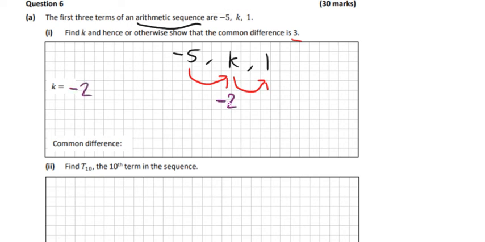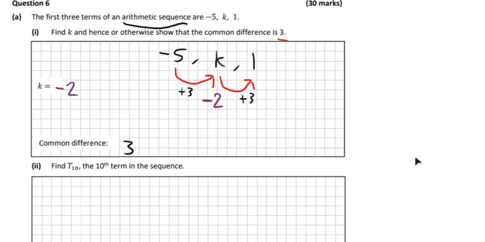So that's the answer. And think about what they're jumping. -5 to -2 they're jumping 3, and from -2 to 1 it's jumping 3 as well. That has to be the way it is for an arithmetic sequence. They have to jump by the same amount. So the common difference is 3. That's all you need to show.